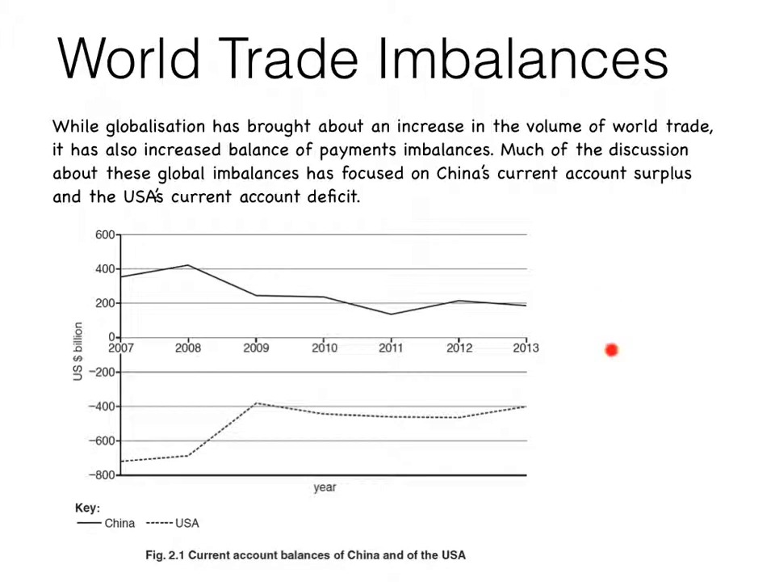This comes directly from the paper, and they're linking China, and they're measuring everything in US dollars in billions, and they're saying, look, China here has a huge surplus, but America has these deficits. And they talk about how much of the global imbalance has been focused on these China surpluses and the USA's deficits.